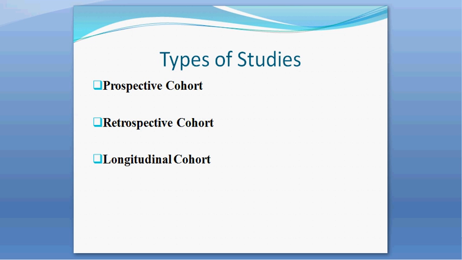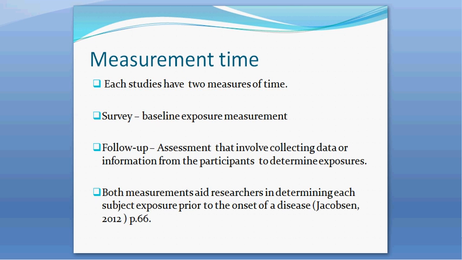Measurement of time. Each study has 2 measurements of time. The first measurement is called survey, which is a baseline measurement. The second one is a follow-up. It is an assessment that involves collecting data or information from the participant to determine exposure. Both measures aid researchers in determining what each subject was exposed to prior to the onset of a disease or condition.